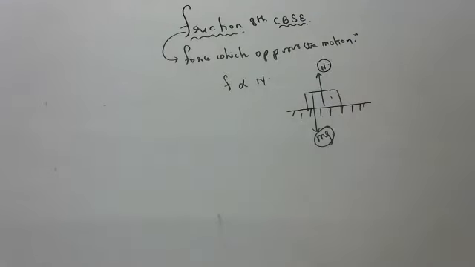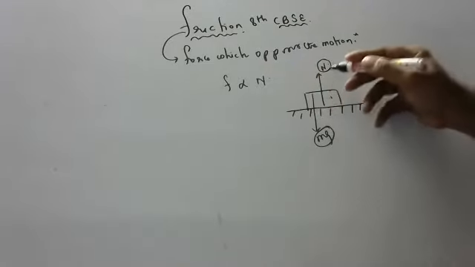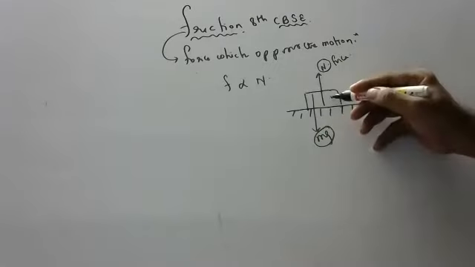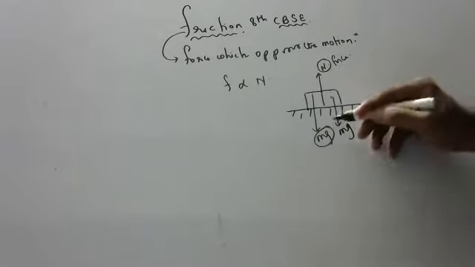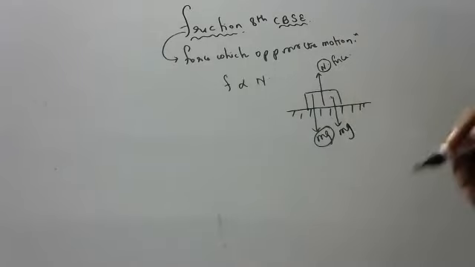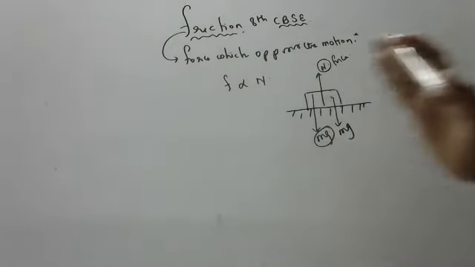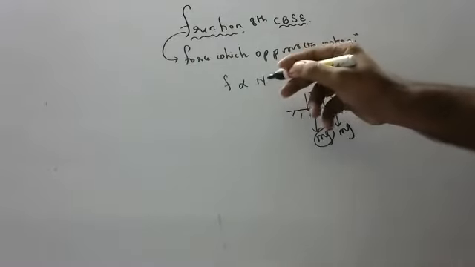Are you able to understand, children? This is called the normal force. Again, if a box is exerting some force on the table, the table will exert some force on the box. If you are exerting some force on the wall, the wall will exert some force on us. That is called normal force, and this N is also a force only.